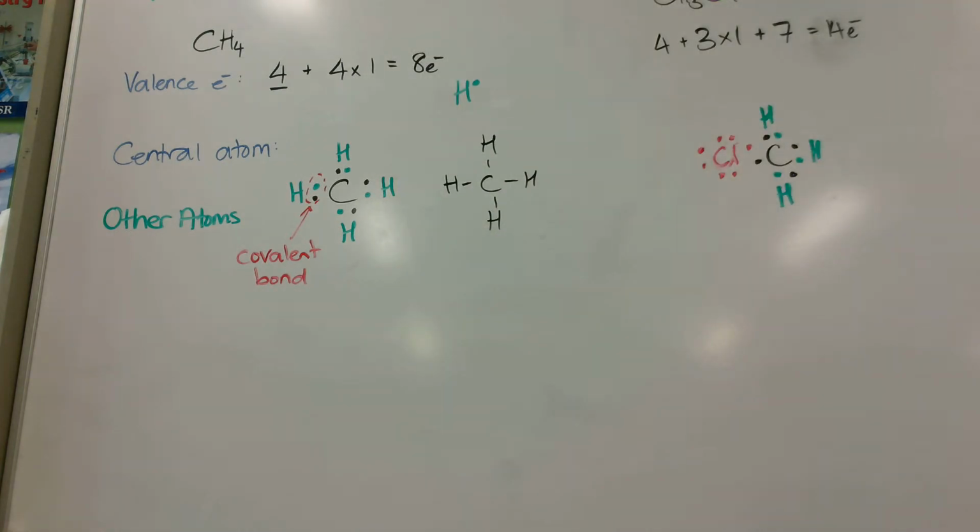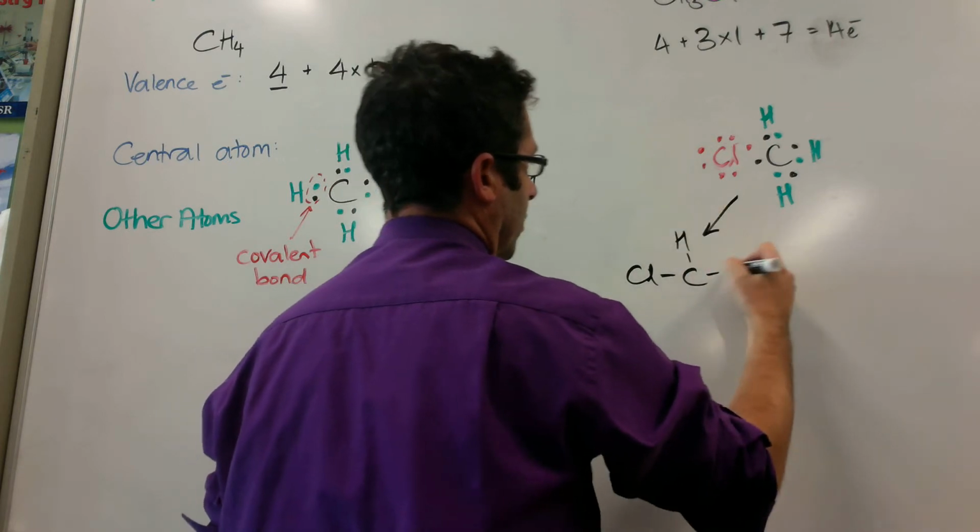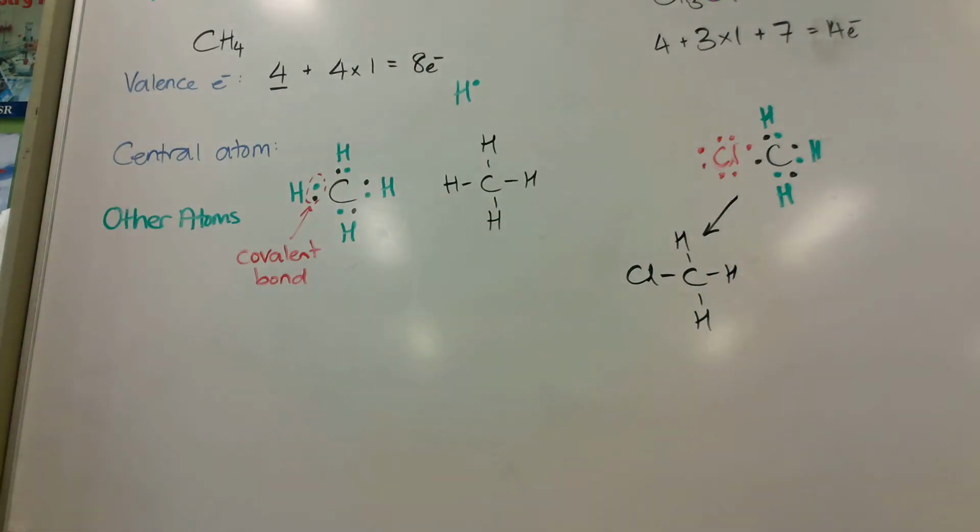Okay, so 2, 4, 6, 8, 10, 12, 14 electrons. Yep. If we were to simplify it, the common mistake that is made is this, that this is simplified too. What's wrong with that? That is the structural formula for chloromethane. That is the structural formula, but it's not the Lewis dot diagram for it.